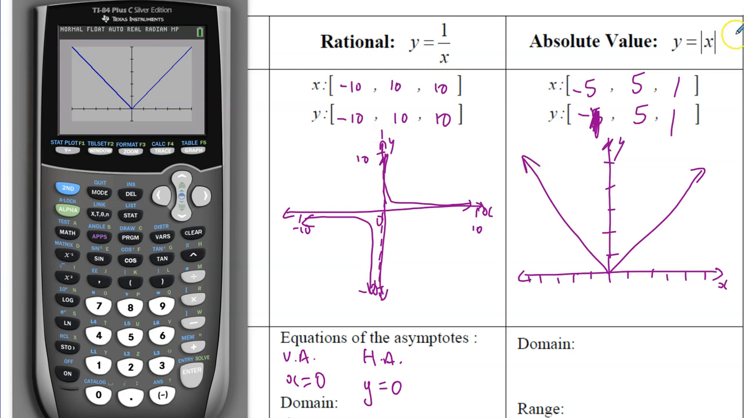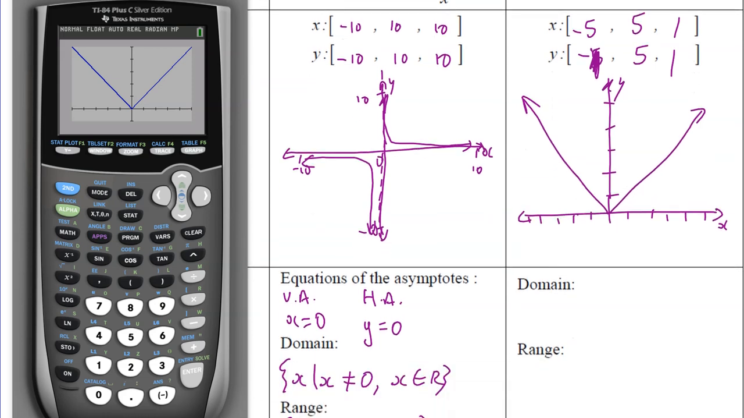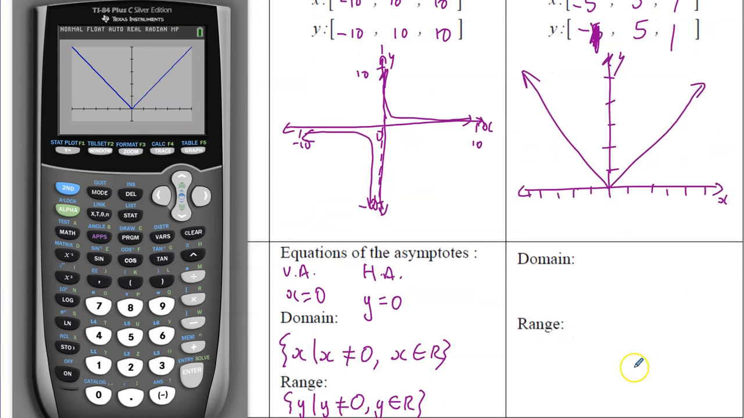There's nothing you can't take the absolute value of, right? So restrictions are rationals, of course, because you cannot have a 0 in the denominator. And hiding under here are the radicals, because you must restrict the argument to a radical. You can only take a radical of 0 or above, greater than or equal to 0. So domain here is all real numbers.